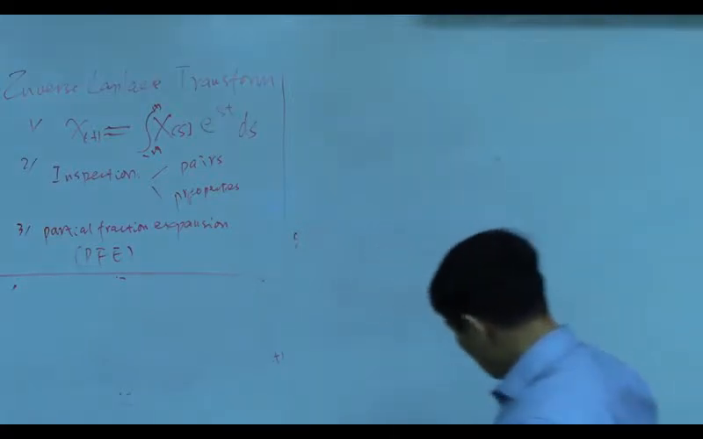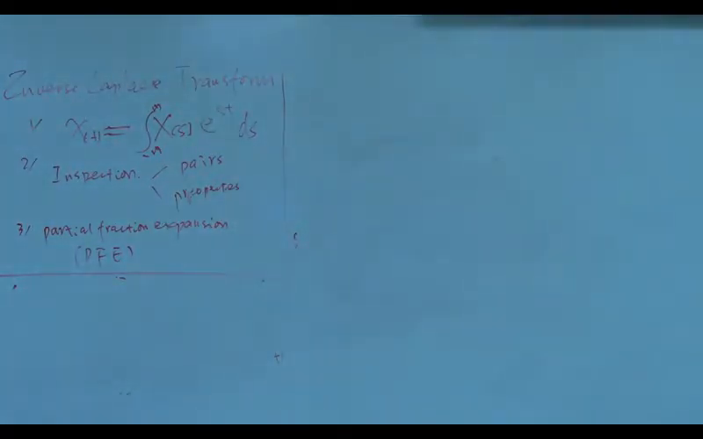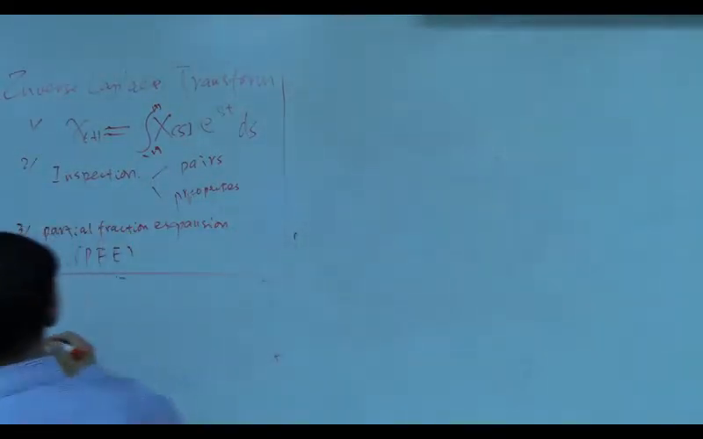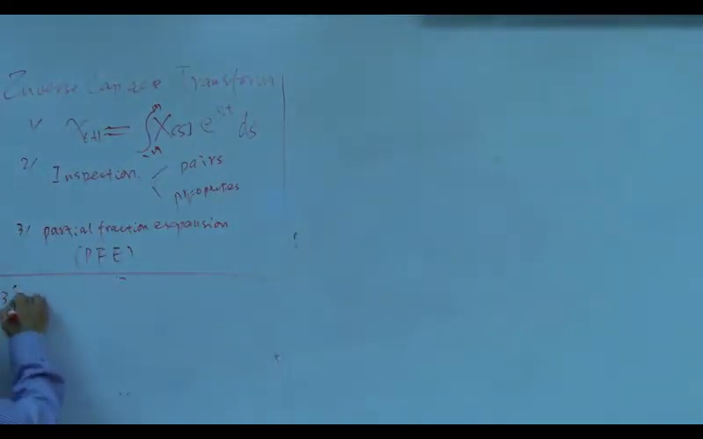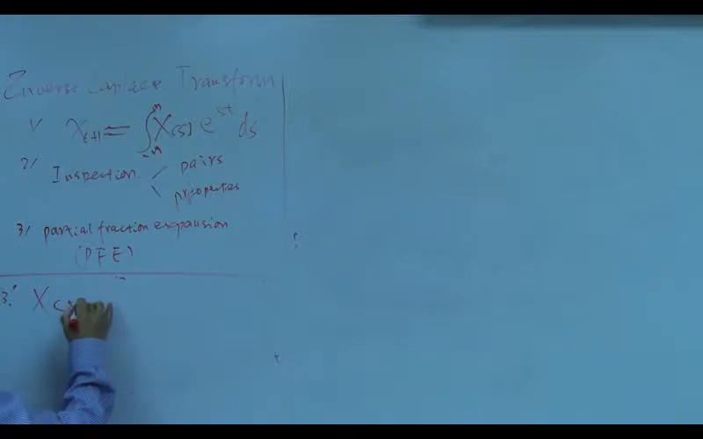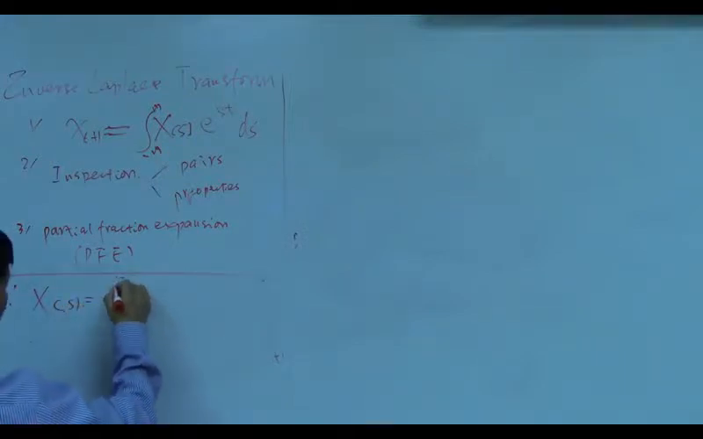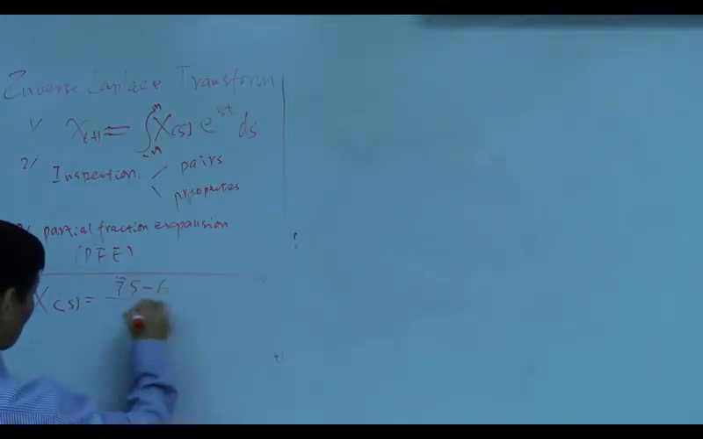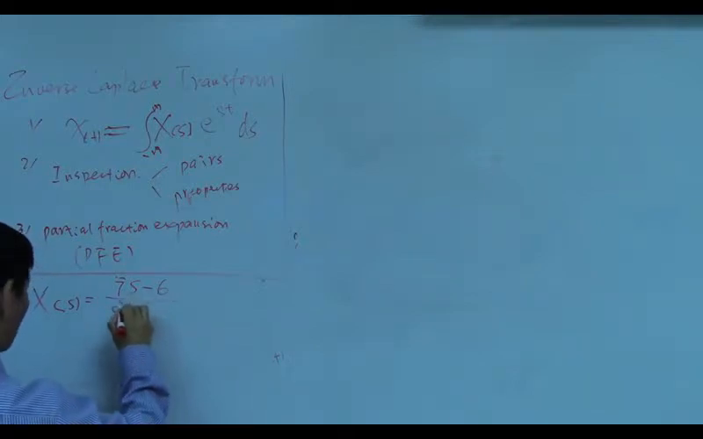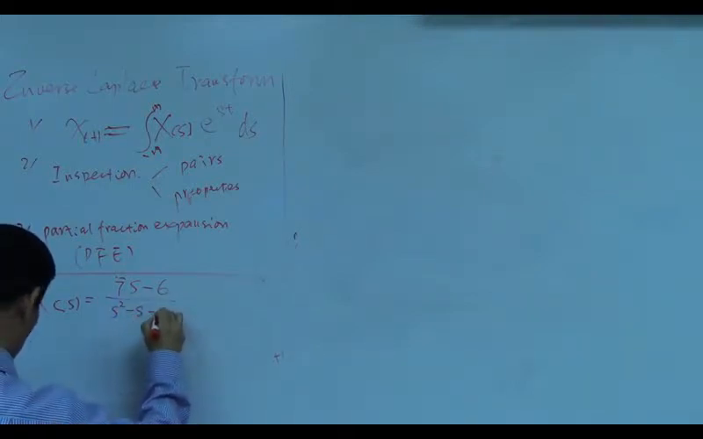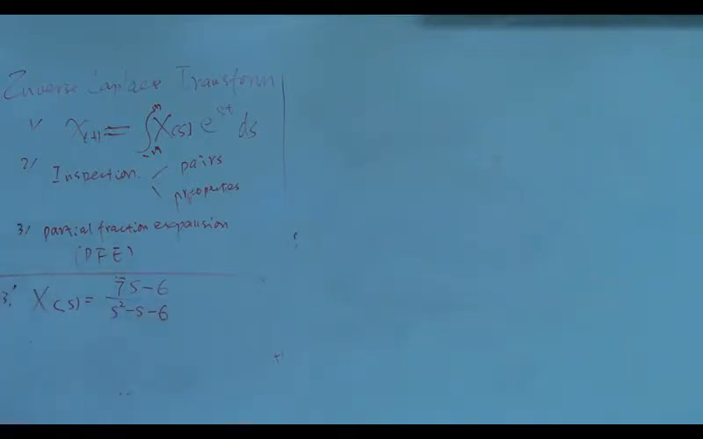Alright, next one is an important part. We are going to discuss inverse Laplace transform with partial fraction expansion. Example 3. Suppose the Laplace transform equals (7s - 6) over (s squared - s - 6). Right?